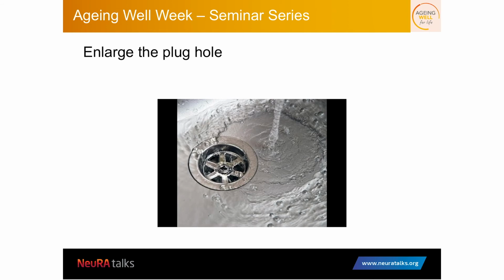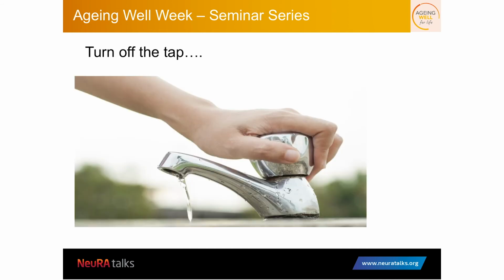Now, how can we get rid of amyloid? If you can think of a very simple picture, supposing the brain was a sink and it was full of amyloid. Well, one thing you could do would be to pull out the plug and enlarge the plug hole and get rid of it that way. Another thing you might do would be to turn off the tap. Now, drug companies have worked out potential drugs that could do either of those things.